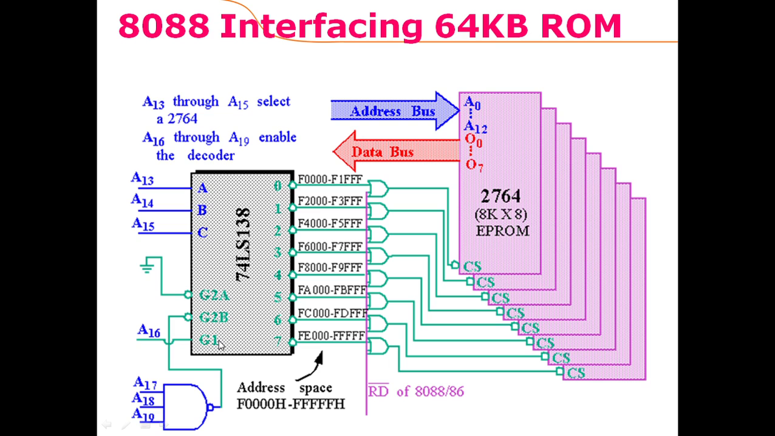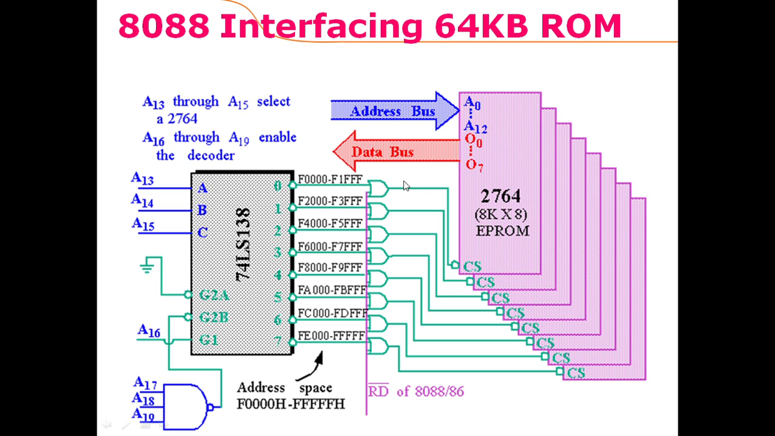In this memory system, when 64 kilobytes of memory is interfaced with the microprocessor, the first address begins at F000, because these 4 bits are always 1, while the rest of the bits are changing, and the last address would be FFFF. So this is the first address, and this is the last address of this entire 64 kilobyte of memory.